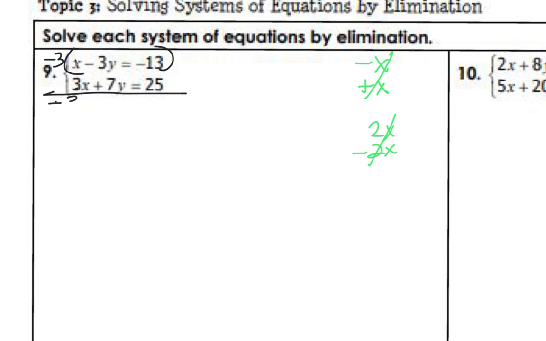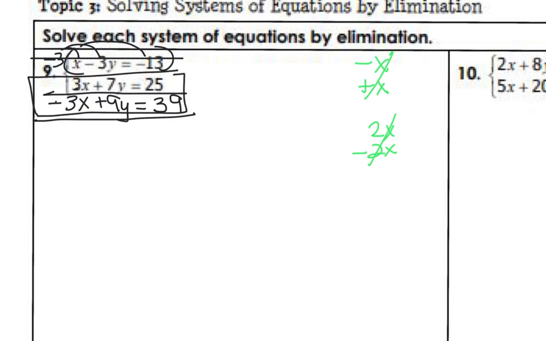So that gives me negative 3x. Negative 3 times negative 3 is positive 9y. Bring down your equal sign. Negative 3 times negative 13 is positive 39. Okay, so now this equation, we're done with it. So now these are my two equations, and I'm going to add them together. And when I do that, I can eliminate one of my variables. That's the goal, to be able to eliminate one of your variables.